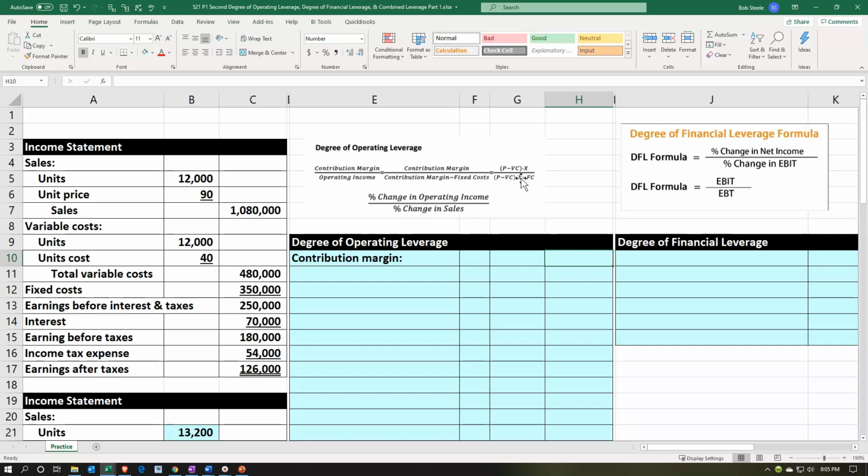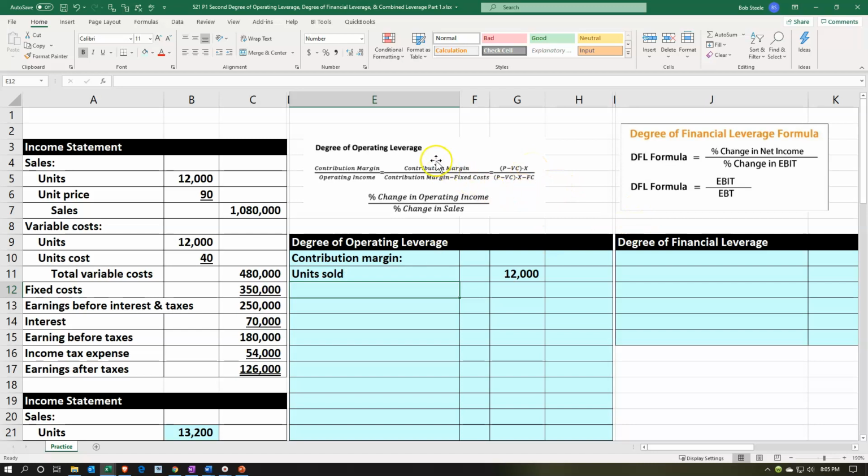So let's first think about the units that are going to be sold. Let's just say units sold is going to be equal to the 12,000. That's how many units we're going to sell. That's going to be this X right here. That's what that stands for.